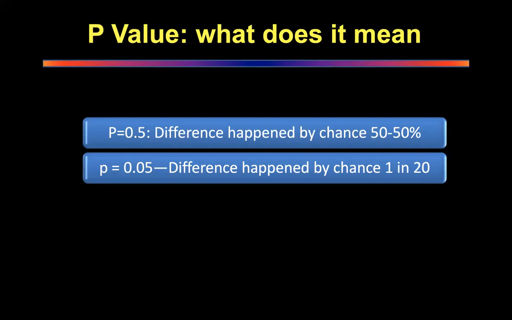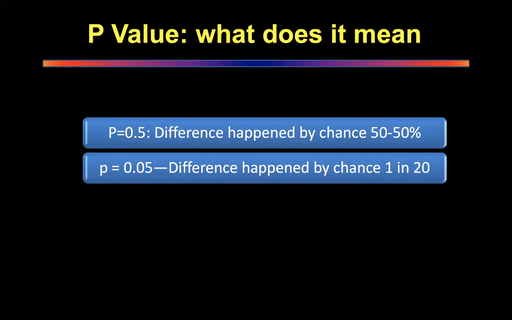If the difference comes down to 1 in 20, p of 0.05, then this is not by chance. This is genuine. So this is not by mistake or not by chance. That is why a p-value of less than 0.05 is called statistically significant. Did you understand this concept or no?